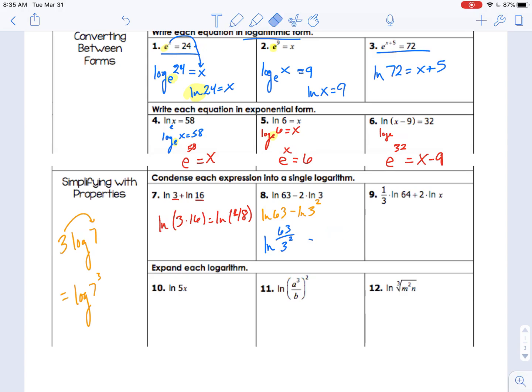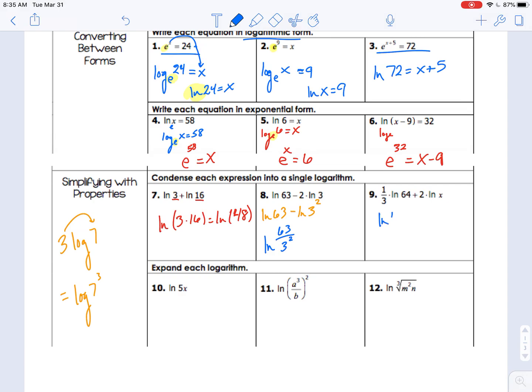And you know what? I'm not going to worry about simplifying for right now. We could and get the natural log of 7, but that's really what I'm concerned with right here. So why don't you guys look at number 9. I want you to get rid of these numbers out front, bring those into the log, and then simplify.